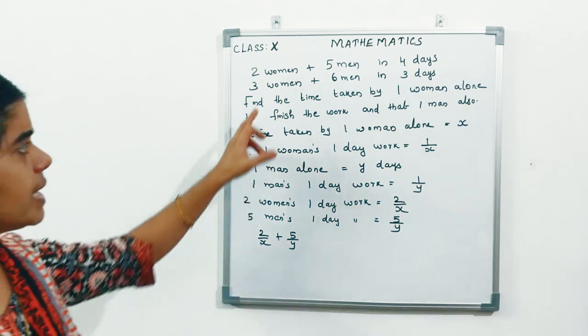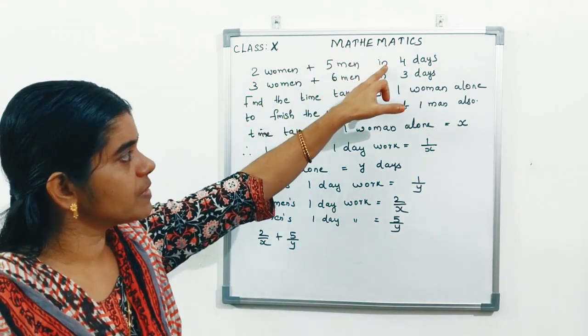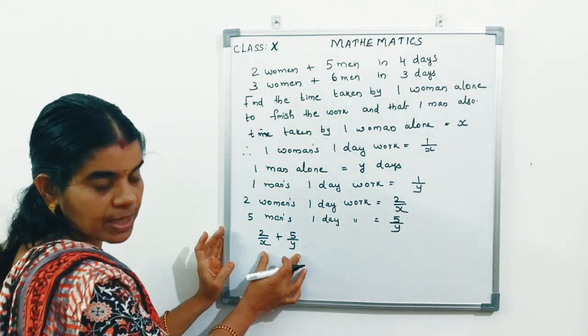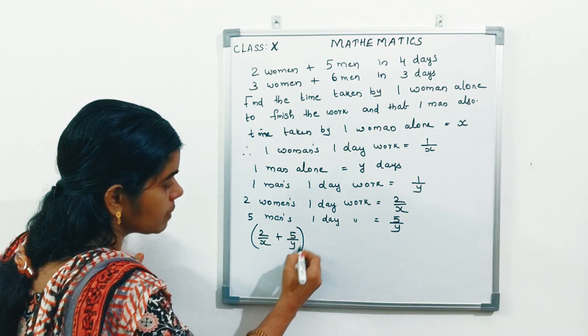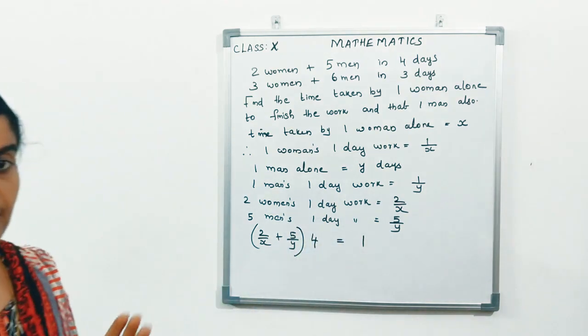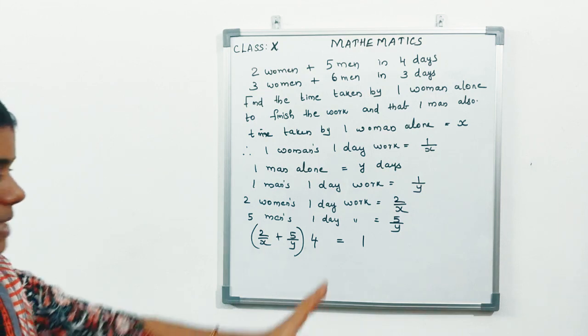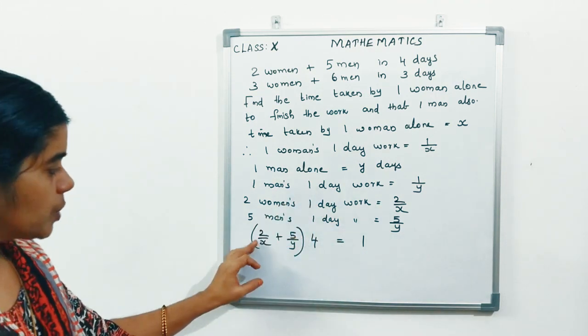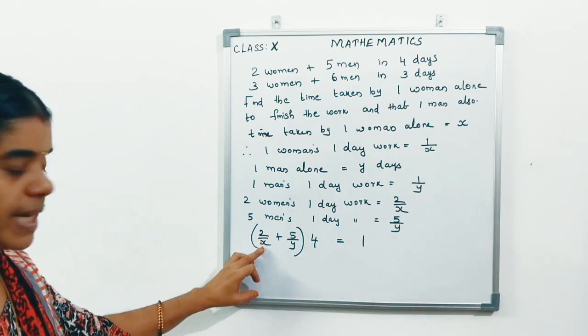Then how many days are they taking to finish the work? In 4 days. This is their 1 day's work. If you multiply this by 4, the work will be completed. The work is over. That means I am taking it as 1. Is it clear? 2 by x means 2 men's 1 day work.